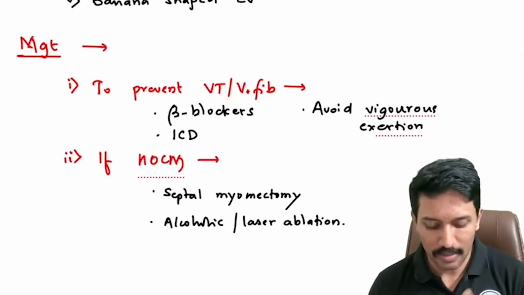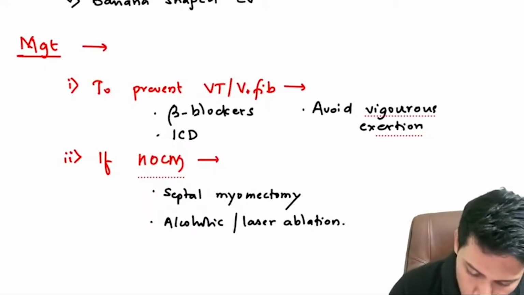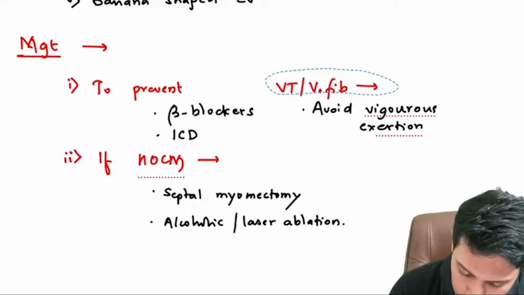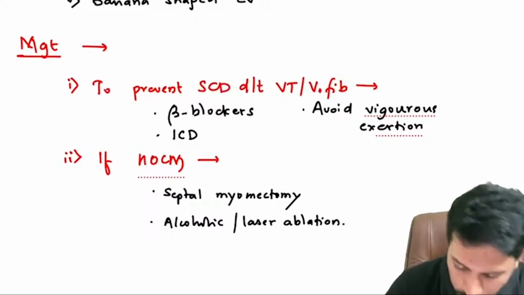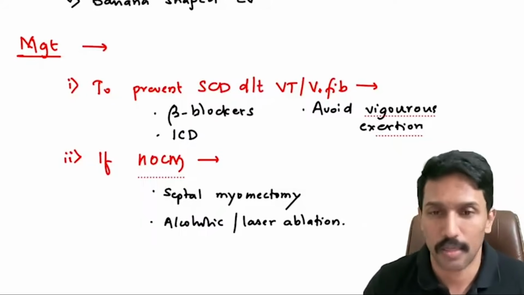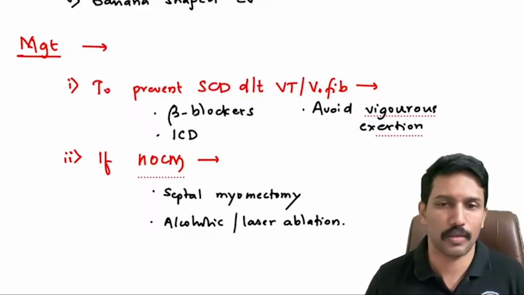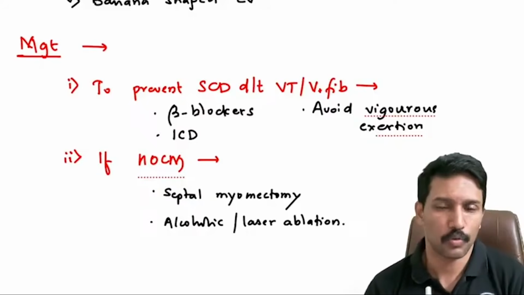Management, to prevent sudden cardiac death. Sudden cardiac death happens due to VT and VF. So to prevent sudden cardiac death due to VT and VF, we should ask them to avoid vigorous exertion, beta blockers, ICD, and if HOCM ever develops, septal myomectomy or alcoholic or laser ablation, right? So that's what I had for part 2 of cardiology.